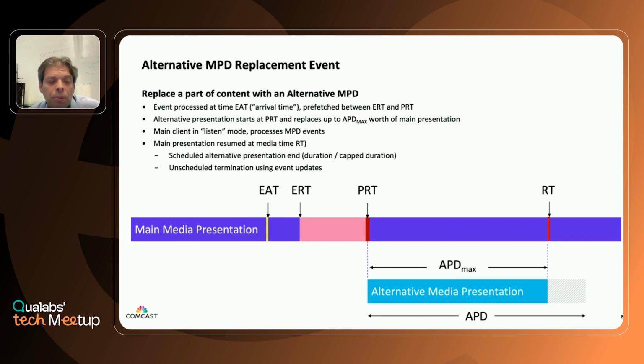And then, as opposed to resuming at the same place where we ended, we are actually resuming at media time RT, which can be just something that happens to be when the alternative presentation ended, or we can say we want this time code. For instance, if you have CDVR content and you had a 60-second ad break, now you want to insert 90. So you can insert 90 seconds and then return to the 60-second boundary to continue.